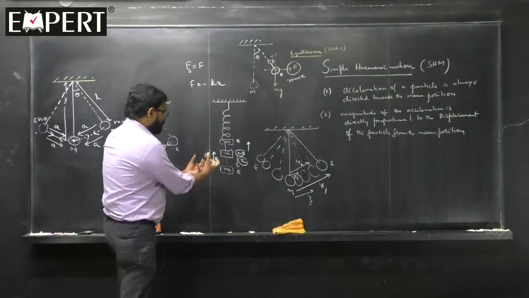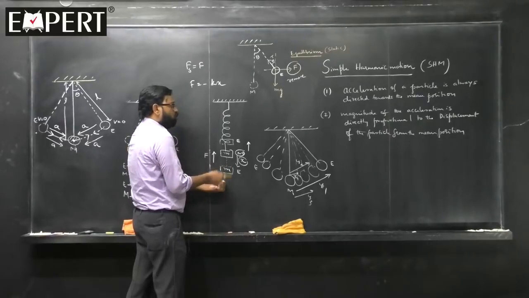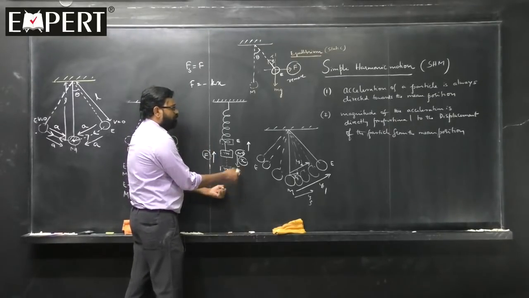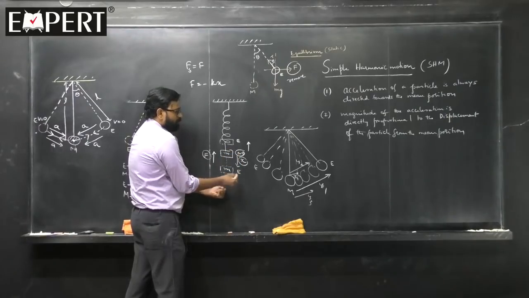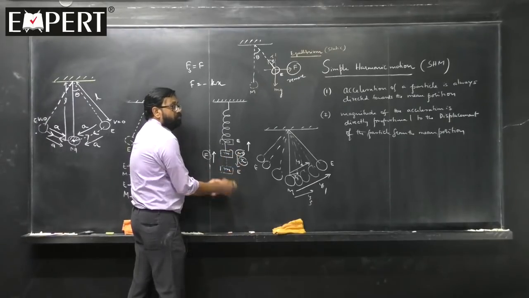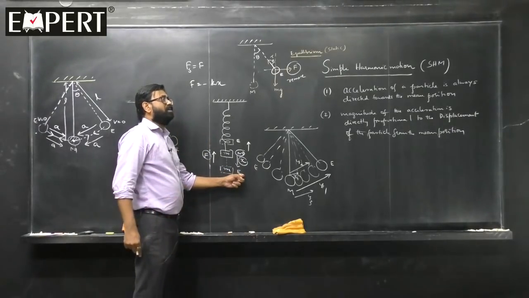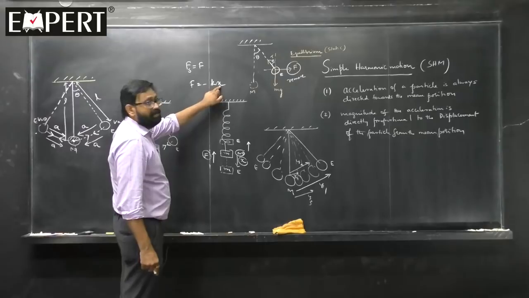You are pulling a spring downward by applying a force. At the same time, due to a property called elasticity, one more force is developed. That force is equal in magnitude to the applied force, but acting in a direction opposite to the applied force and opposite to the direction of displacement. Applied force and displacement are in the same direction, but restoring force is opposite to the direction of displacement. That is why that negative sign is there.